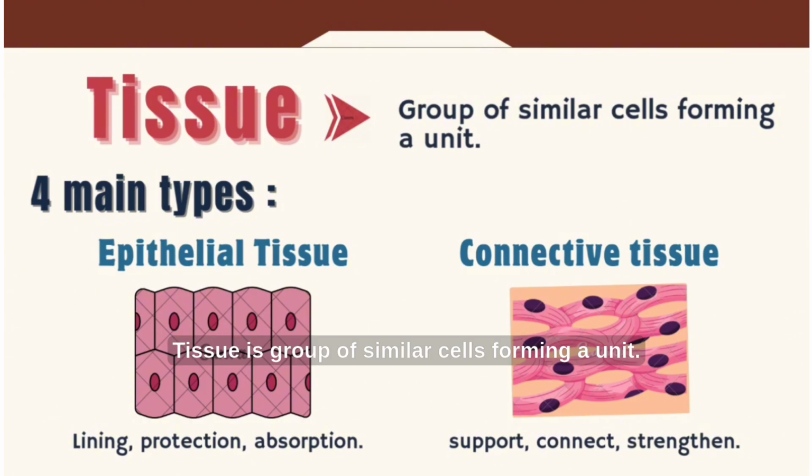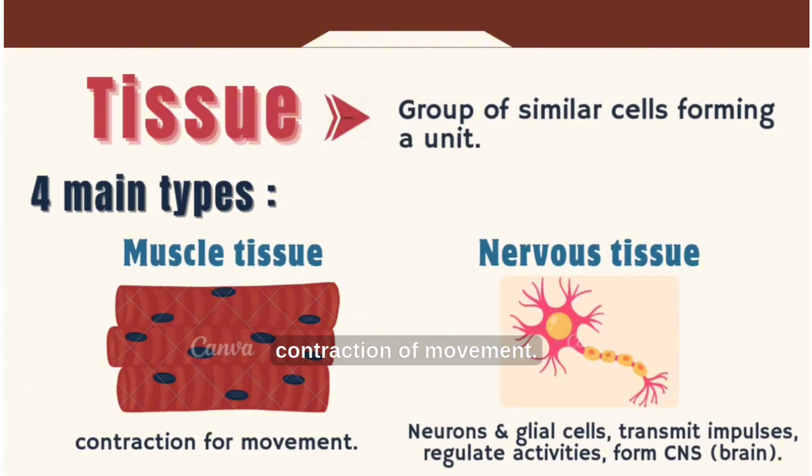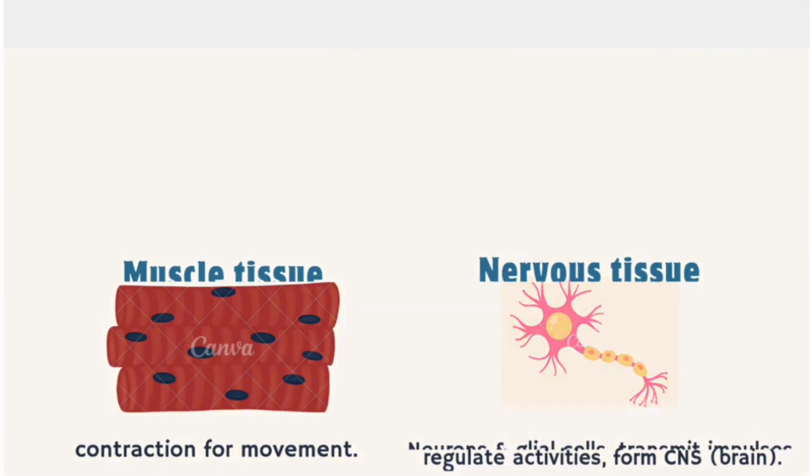Tissue is a group of similar cells forming a unit. There are 4 types. The first is epithelial tissue, for lining, protection, and absorption. Next is connective tissue, which supports, connects, and strengthens. And then next is muscle tissue, for contraction and movement. And then the last is nervous tissue, neurons and glial cells, which transmit impulses and regulate activities from the CNS or brain.